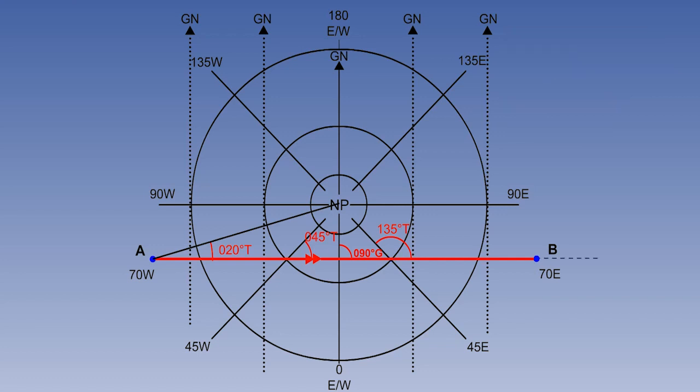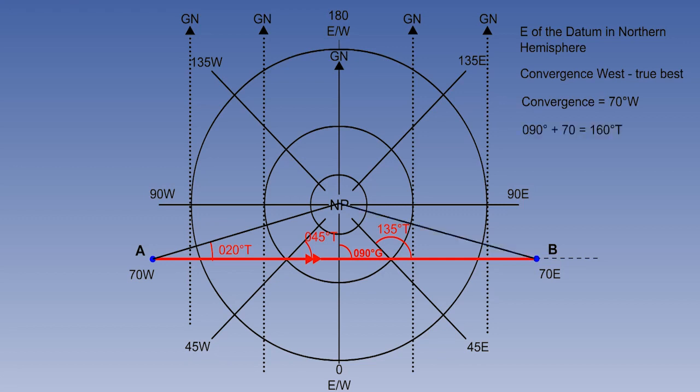And finally, we'll arrive at B, which is longitude 70 east. Again, we are east of the datum in the northern hemisphere, so convergence is west. Convergence west, true best. The true track will be 70 degrees more than the grid. 090 grid plus 70 degrees gives us a true track of 160.